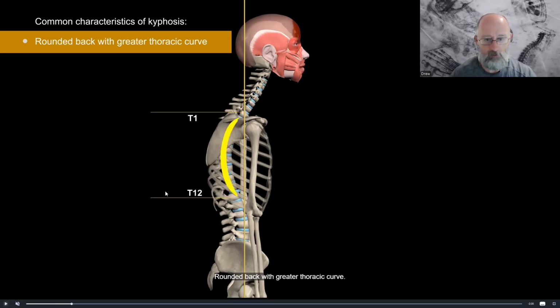So here we have that curve. There's T1 to T12, so we've got the 12 thoracic vertebrae. That curve increases, and you'll see the vertebrae here.